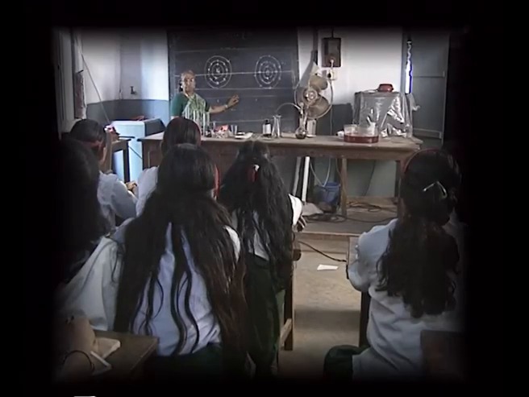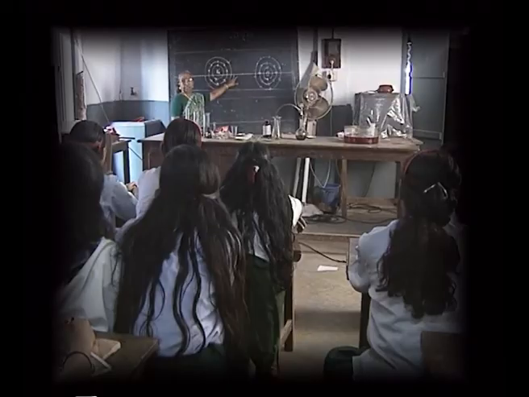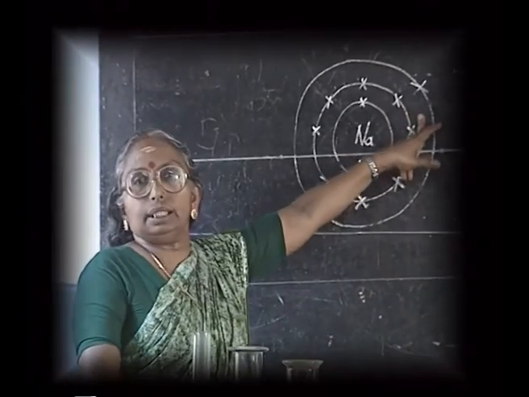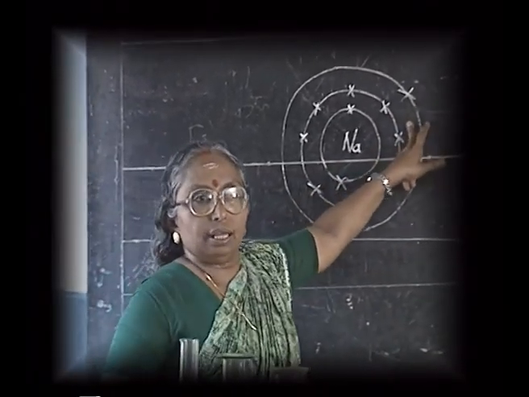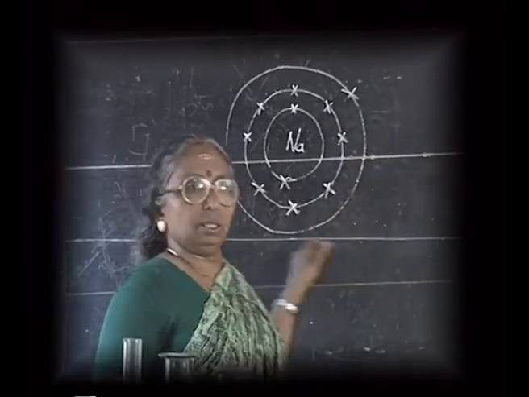In the case of sodium chloride, sodium atom donates 1 electron from its outermost shell to the chlorine atom in order to form sodium chloride molecule.